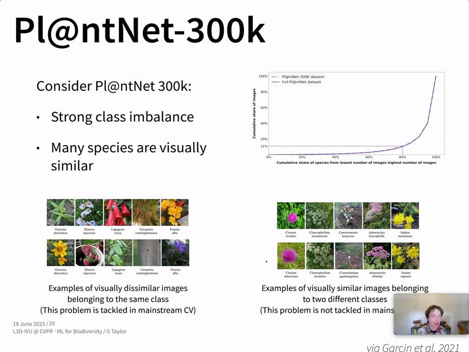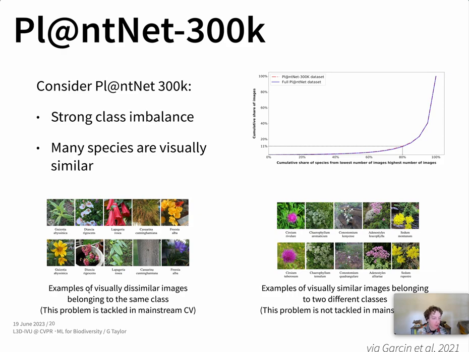Okay, so let's talk about PlantNet-300K. This is a really nice data set that captures a lot of the characteristics of biodiversity problems. It studies plants at the species level, and there's strong class imbalance, as you see in this plot here. Effectively, the 80% of the species with the lowest number of images account for only 11% of the total number of images in the data set. So it's very underrepresented, where a few species really dominate the training data set.